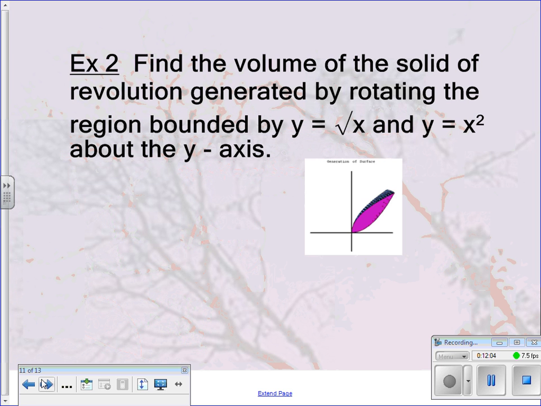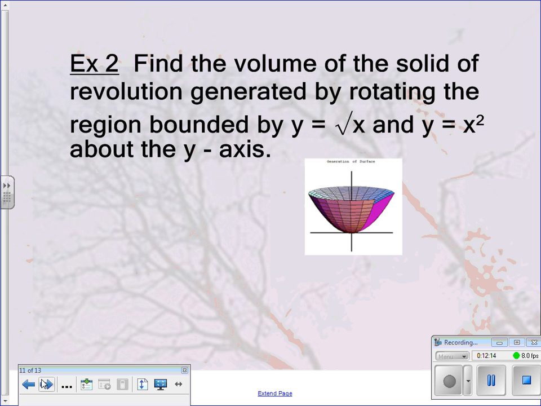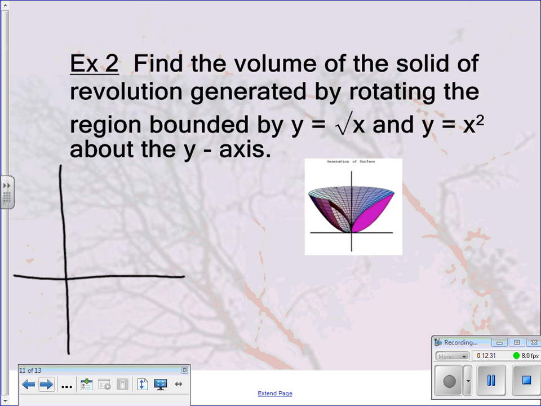Okay. Now this one we'll just keep drawing as we go along. Find the volume of a solid of revolution by rotating the region bounded by the square root of x and y equals x squared about the y-axis. Notice how it rotated around. So once again, your first step: draw a diagram.